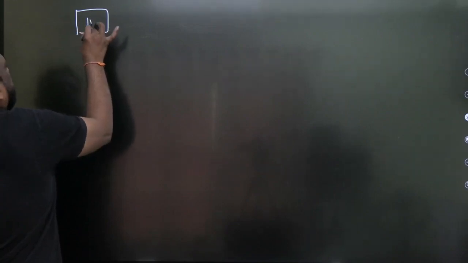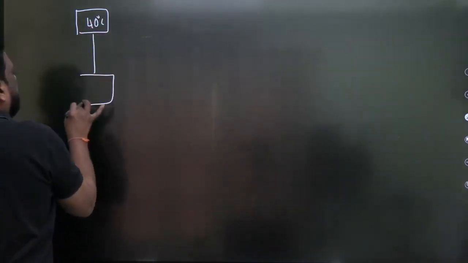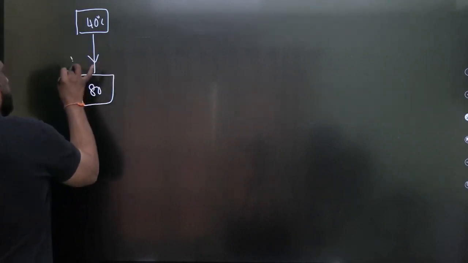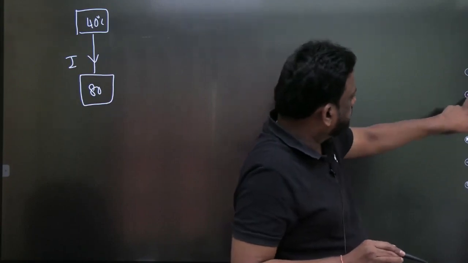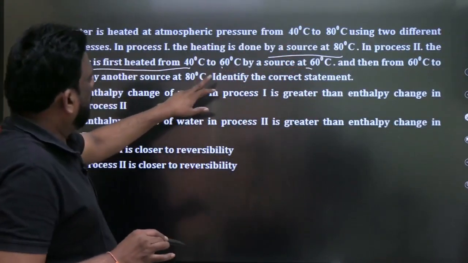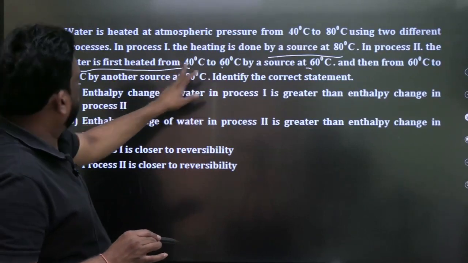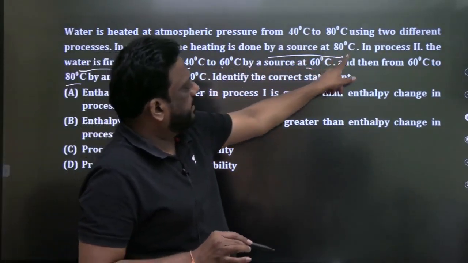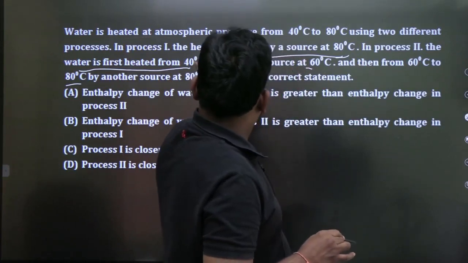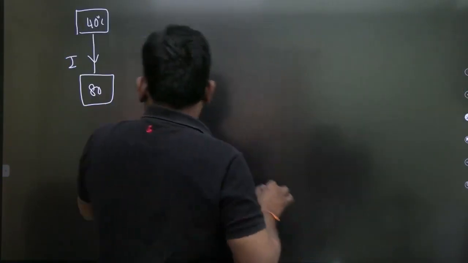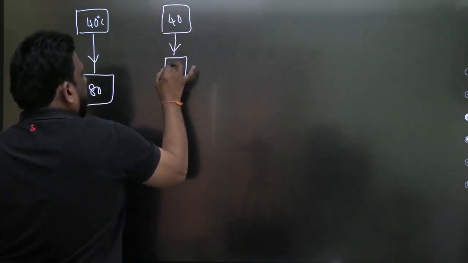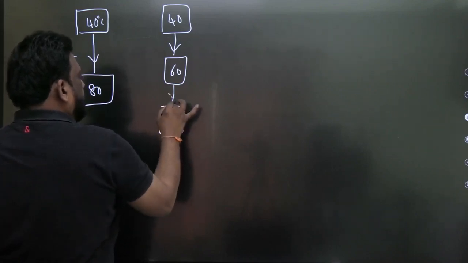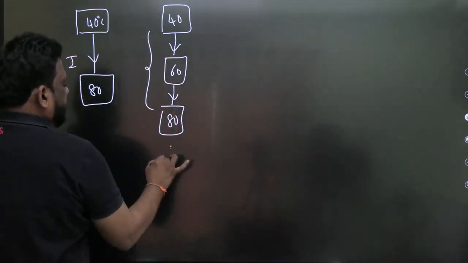Dekho, water is heated from 40 degrees centigrade to 80 degrees centigrade. This is process 1. In the second case, it is heated from 40 to 60. In process 1, it is heated by a source at 80 degrees, and in the second, it is heated from 40 to 60. Acha, in two stages it is heated. So here it is heated from 40 to 60, and again from 60 to 80.